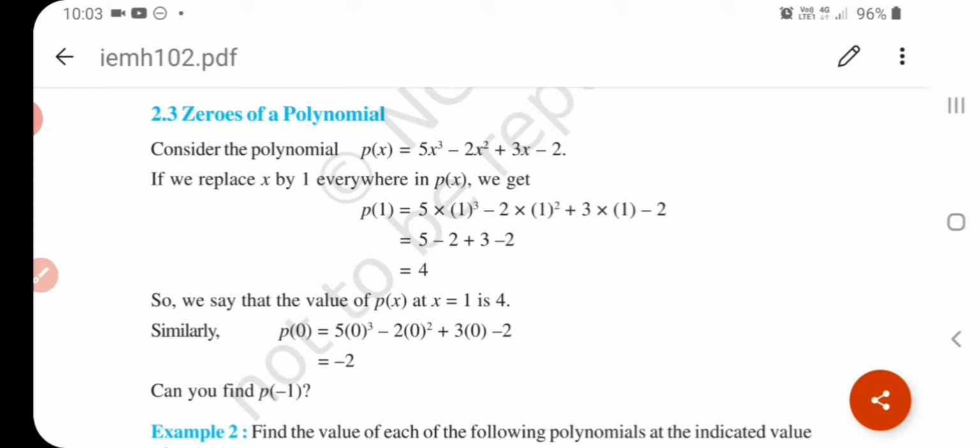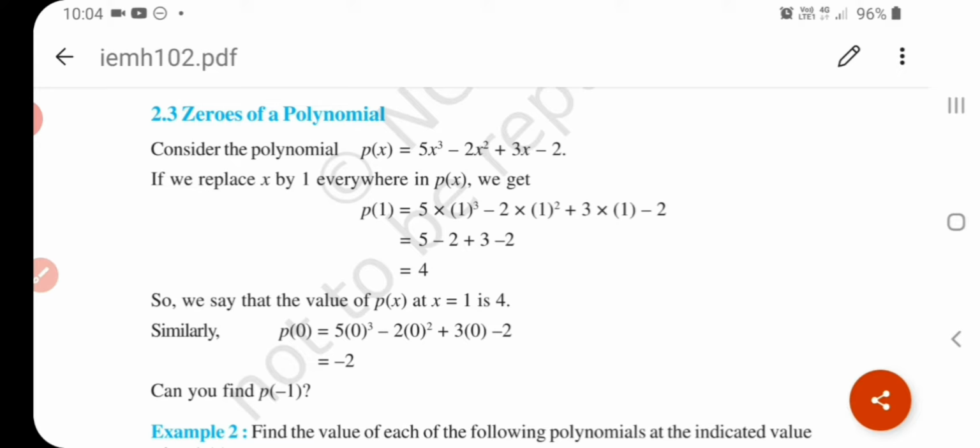Okay, so what is zero of the polynomial? A real number alpha is a zero of the polynomial p(x) if and only if p(alpha) is equal to 0. Means when we say alpha is the zero of this polynomial, when we put the value of alpha in the equation, we get a 0. Okay, so we can say that it's a zero of this polynomial or it's a root of this polynomial.